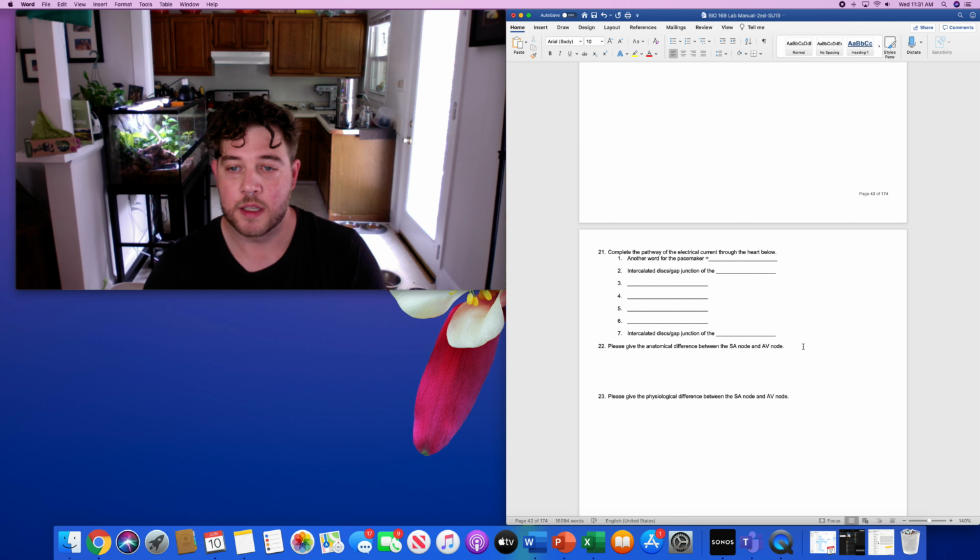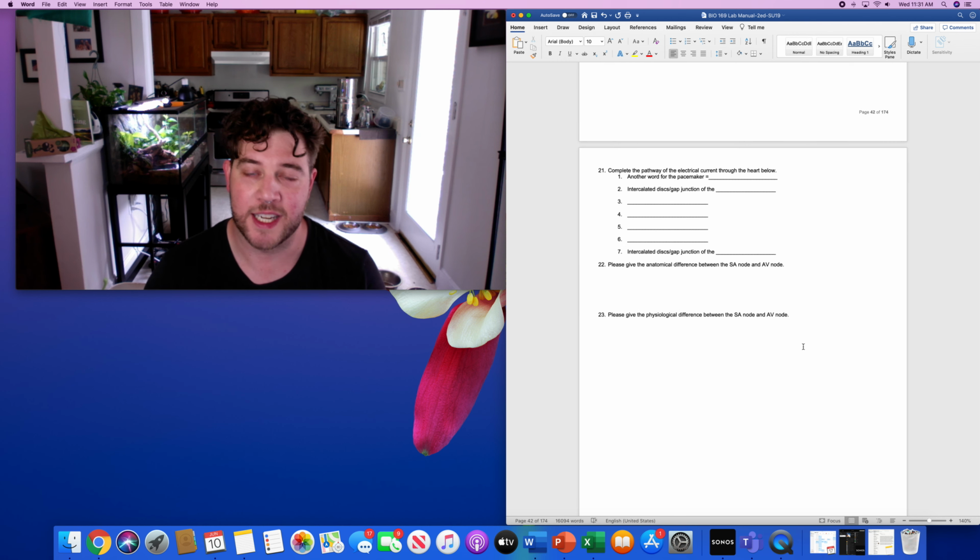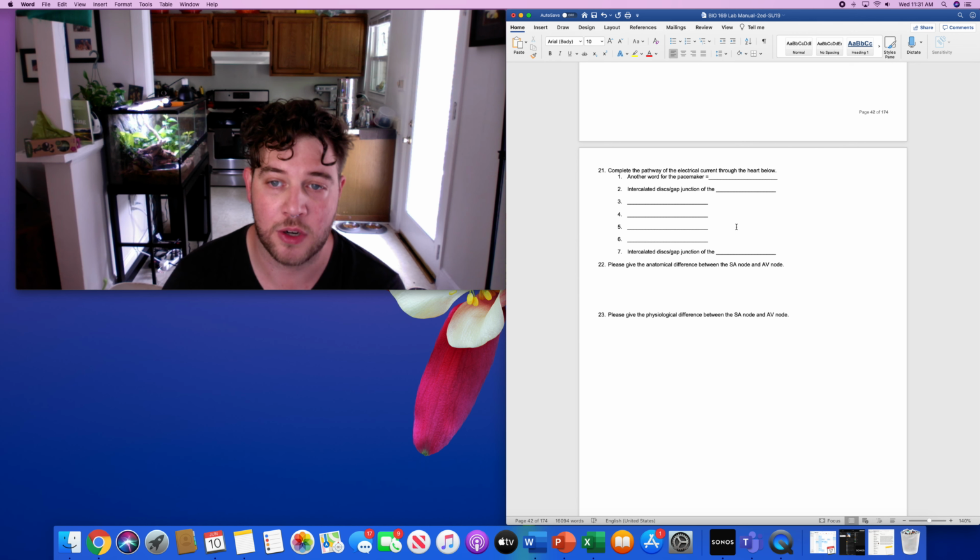Okay, conduction system of the heart. So remember that there is a conduction system and there's a mechanical system. The conduction system sends the electrical signals. The mechanical system are the muscles actually contracting the heart. So another word for the pacemaker would be your SA node.